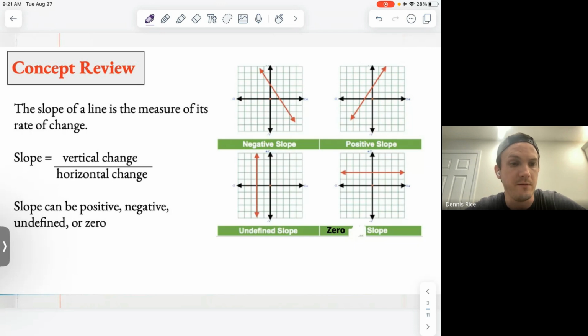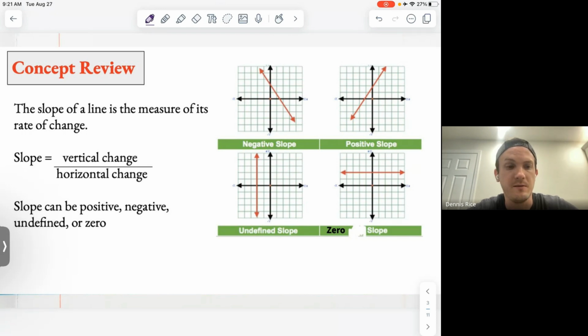So slope is a ratio of vertical change over horizontal change. Basically how steep something is. How quickly does it change vertically versus its horizontal change. Slope can be one of 4 options. It could be positive. Think about like a business meeting, a stock market where something's going up, right? It's increasing from left to right. Slope can be negative. It would be like a business that's going out of business, something that's decreasing from left to right. Undefined is a vertical line. We'll talk about what makes that undefined. And a slope of 0, or zero slope, is a horizontal line. So we have one of 4 options for what slope can be.